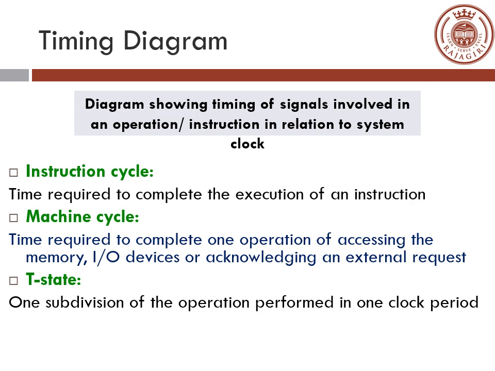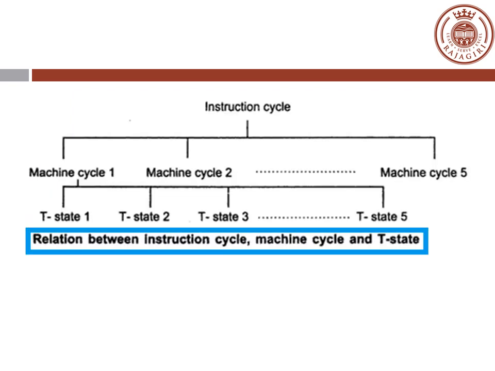You can see the definition of machine cycle as the time required to complete one operation of accessing the memory or IO device. This machine cycle will be made using a number of T states. A T state is one subdivision of the operation performed in one clock period. Here you can see the relation between instruction cycle, machine cycle and T state. A number of T states are required to complete a machine cycle, and a number of machine cycles are required to complete a particular instruction.